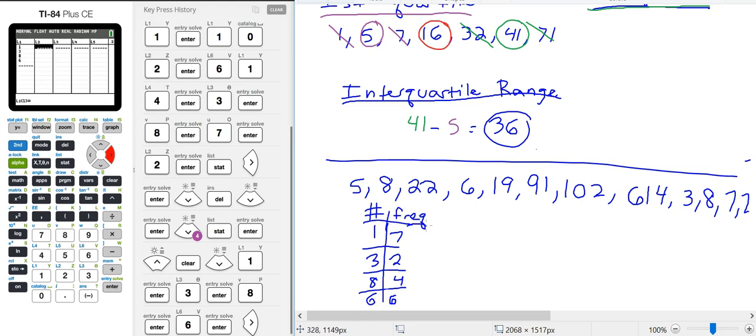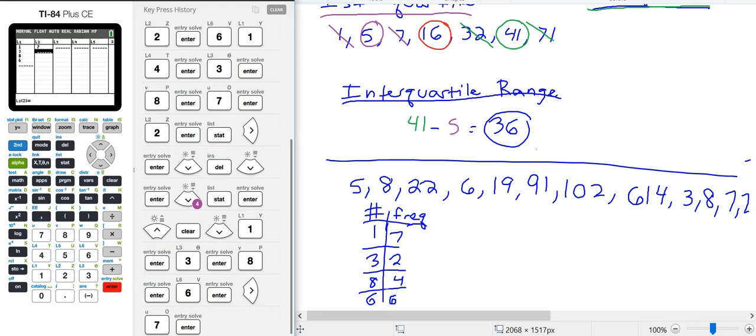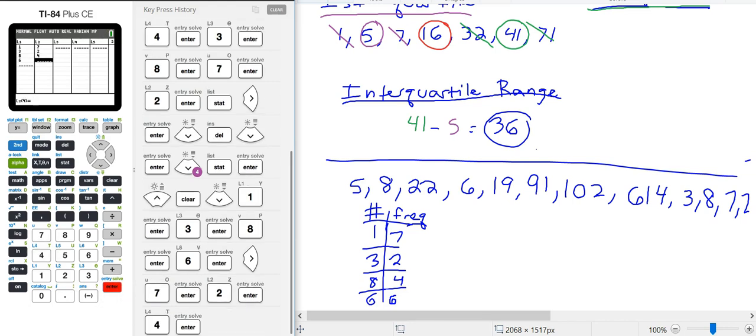Frequency means how often the number comes up. So the frequency for 1 is 7, because it comes up 7 times. Frequency for 3 is 2, because we have 2 3s. Frequency for 8 is 4, because you have 4 8s. And the frequency for 6 is 6, because we have 6 6s.